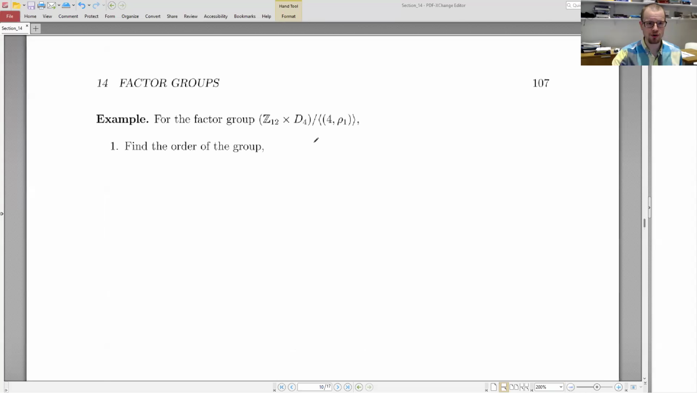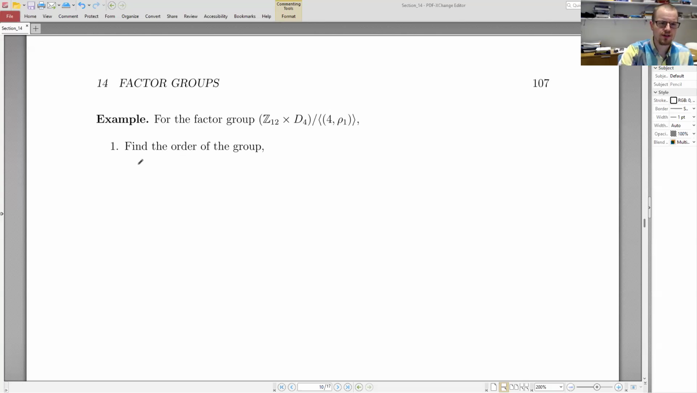So we want to find the order of the group. We talked previously that in our development for the proof of Lagrange's theorem, the number of cosets of a subgroup times the number of elements in the subgroup gives us the order of the group. That's essentially what we're looking for. That works for finite groups anyway.